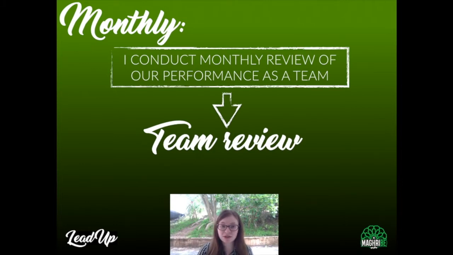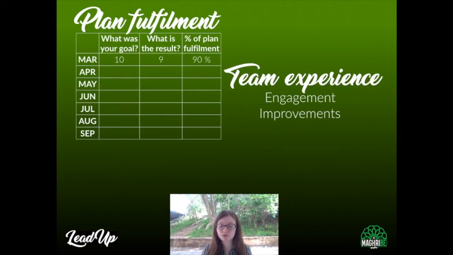Here you can see a very simple example of what you can talk about during this team review, because at the end of the day, a team review is another form of a team meeting. You need to meet physically with your team and talk about things like plan fulfillment. By plan fulfillment, you understand the percentage of the goal that you managed to achieve. So you take into consideration your goal for the month and the result that you actually achieved, and you count the percentage.